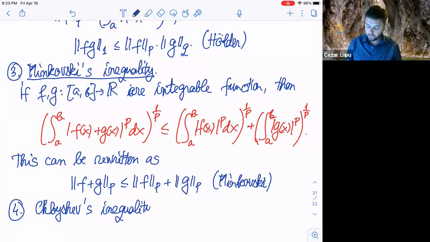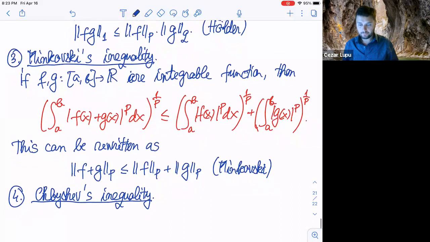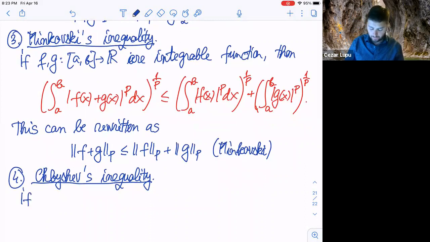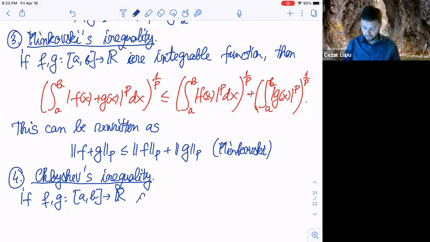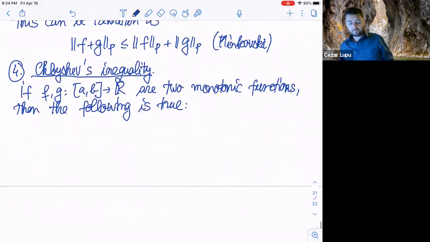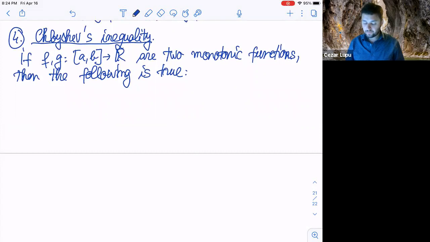And of course, I talked about the discrete version. Again, I'm going to talk about the integral version, the continuous version. It says the following: if f and g are two monotonic functions, then the following is true. Now we would like to see exactly.